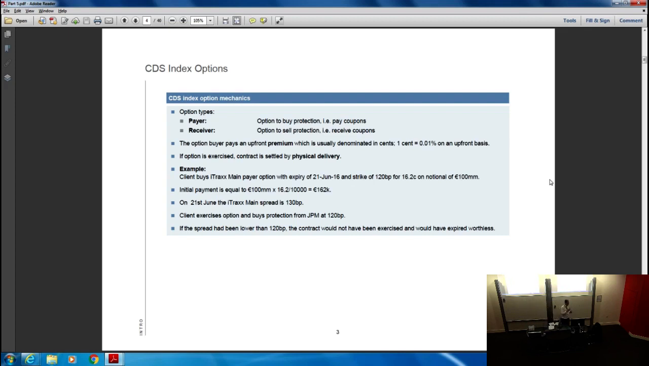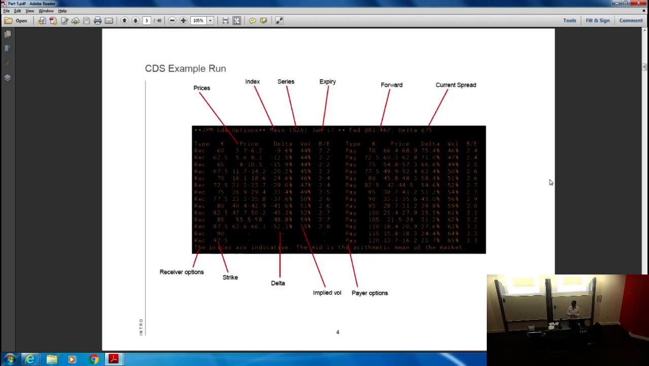You might not be able to get the size of your option, or you don't want to pay the bid-ask spread, or whatever it might be. But because you physically exercise, you actually get into a physical contract at that level, and that's the option that you have yourself. So this is a typical run that we get from the traders.